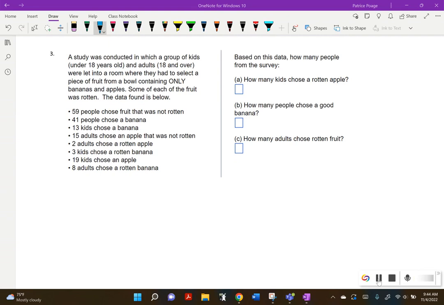Okay. This one says, a study was conducted in which a group of kids that are under 18 years old and adults, 18 and over, were let into a room where they had to select a piece of fruit from a bowl containing only bananas and apples. Some of each of the fruit was rotten. The data is found below. So we have people who chose fruit that was not rotten, bananas, apples. Okay, so they chose from a bowl that only had apples and bananas.